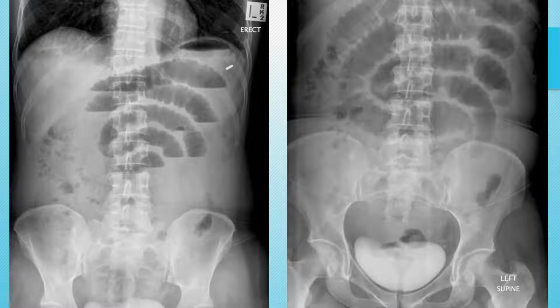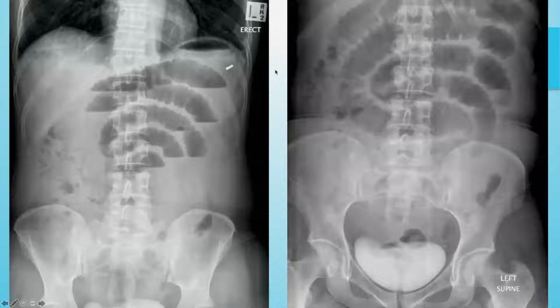What's the difference between the two of them? One will be erect and one is supine. So which one you think gives you a better illustration of the pathology? The erect X-ray. You guessed the wrong one.